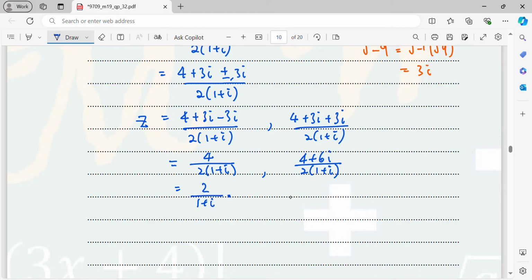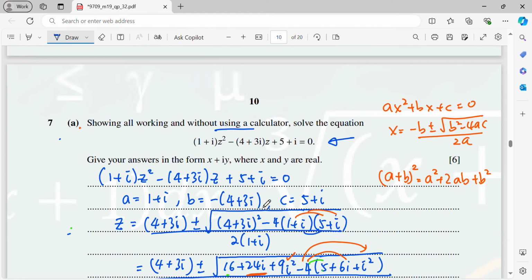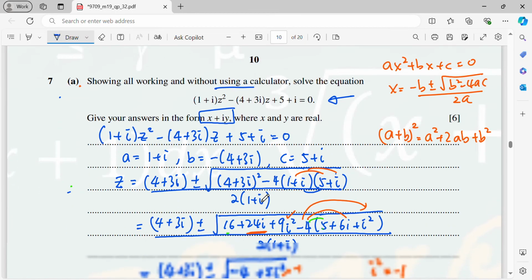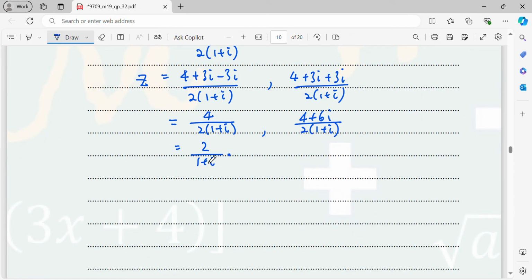And then to simplify this, since you need to get your answer in x plus iy here, that means you need to eliminate the i in the denominator. So I need to times the conjugate. So the conjugate is 1 minus i.